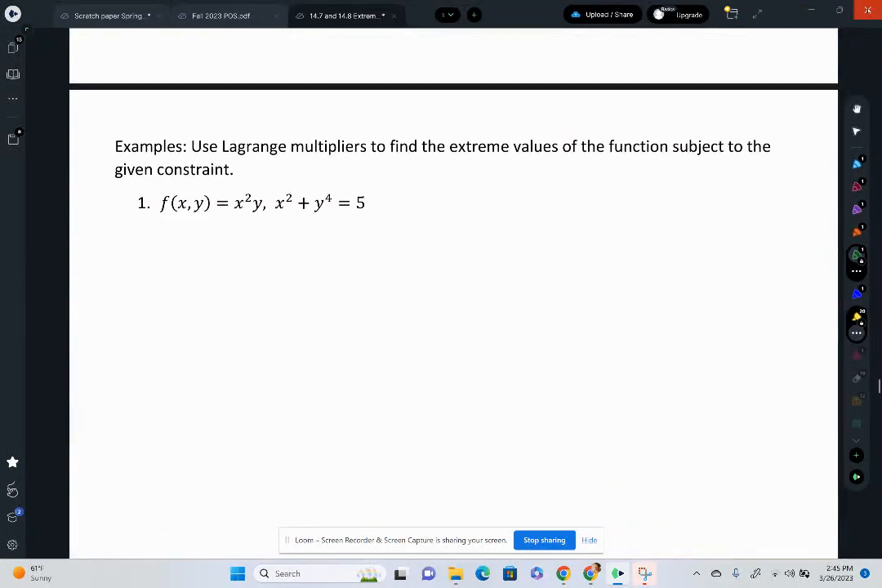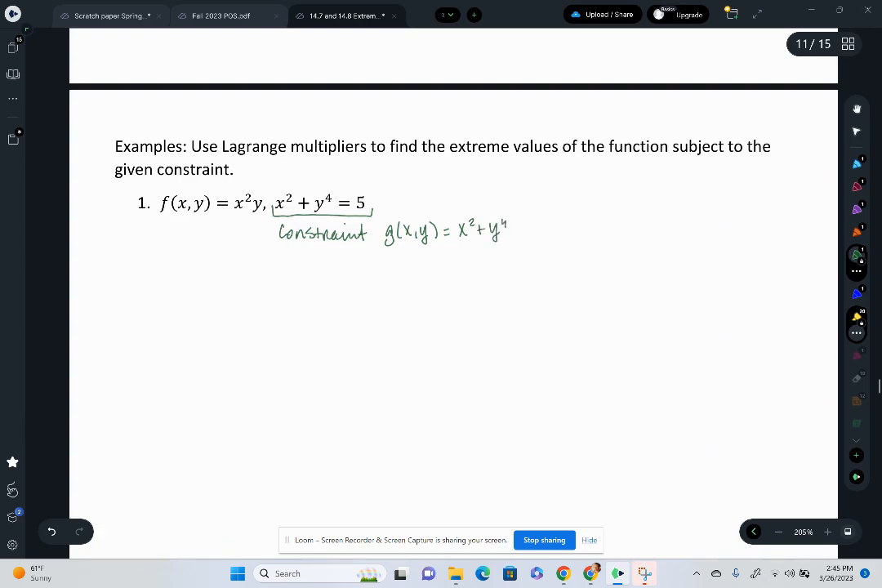In all of these examples, we're supposed to use Lagrange multipliers to find the extreme values of the function subject to the given constraint. I'm going to identify first what my constraint is. It's the equation that is equal to a number. This is my constraint. So we'll call it g of x, y equals x squared plus y to the 4th is equal to 5. That's our constraint. That means f of x, y is our function, that's what we're trying to optimize.